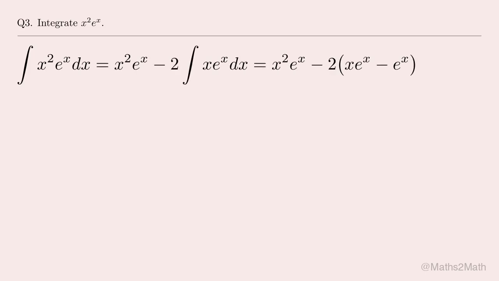Question 3. A square against the exponential, parts twice. Each round strips one power of x. First round leaves 2x e to the x. The second strips the last x. Collect the polynomial in front.